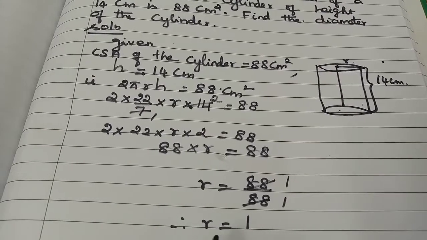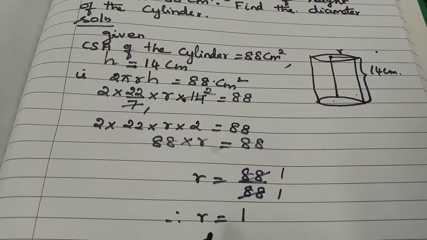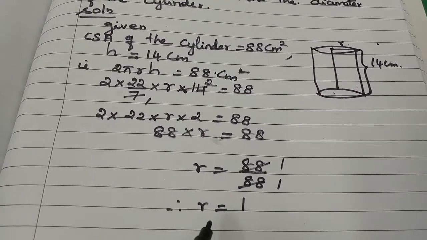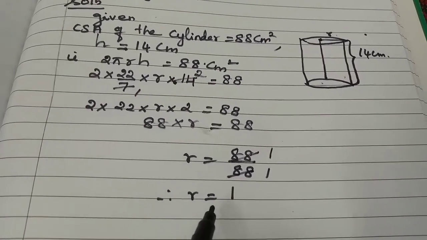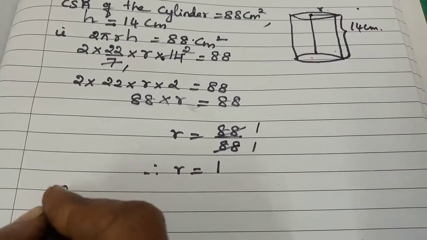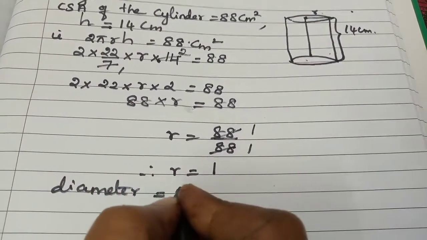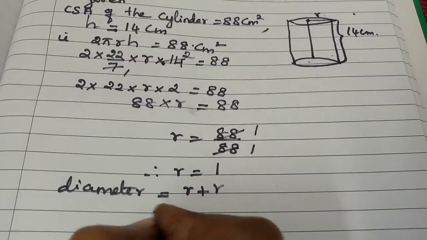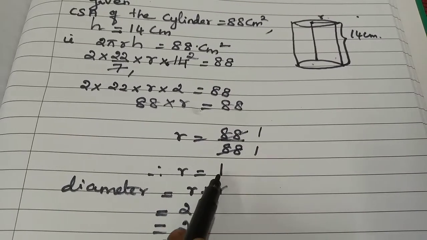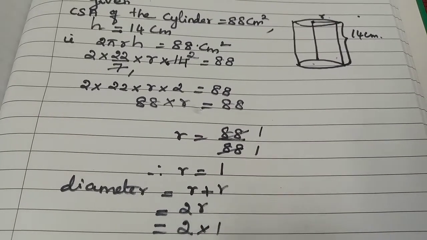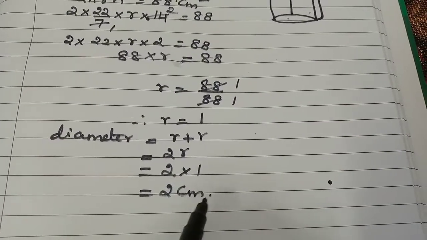Radius we have found, now diameter we have to find out. Radius we know, how to find the diameter? 2 times radius is known as the diameter. So if you multiply by 2, we get the diameter. Diameter is equal to r plus r, that is 2r, 2 times radius, which is equal to 2 into r, we have 1. So 2 into 1 is equal to 2 centimeter. It is given in centimeter.